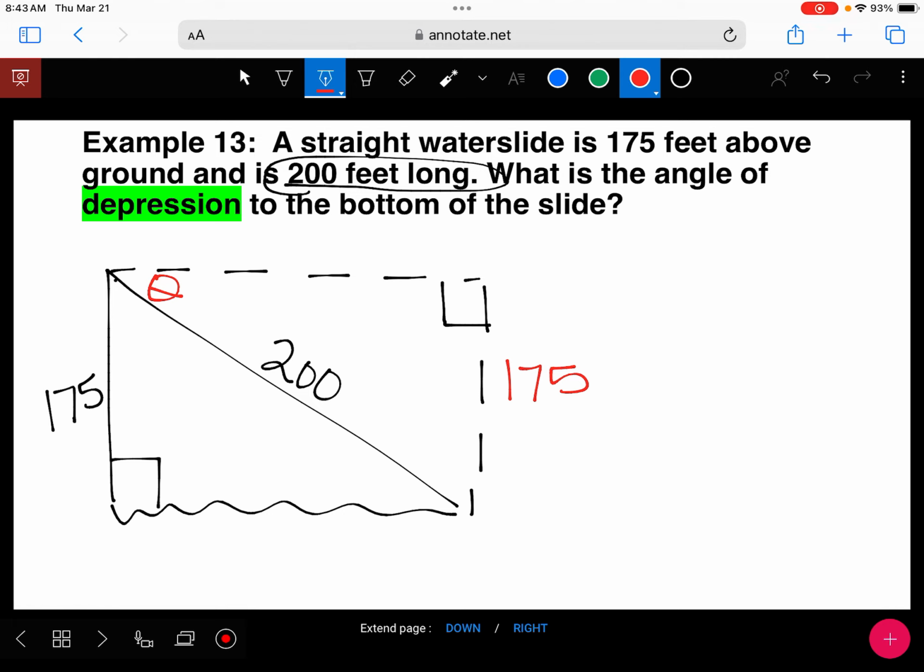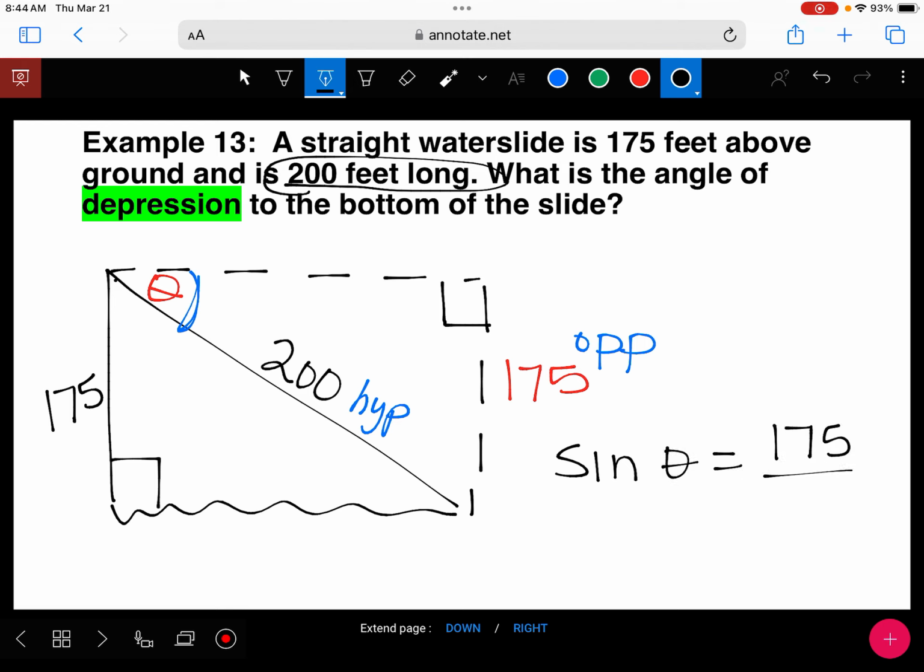So what trig ratio am I using? Who says I'm using cosine? Who says sine? Who says tangent? So 175 is opposite of that angle. The 200 is my hypotenuse. So what trig ratio uses opposite and hypotenuse? Sine. So it would be the sine of theta equals 175 over 200. So theta equals the inverse sine of 175 over 200.